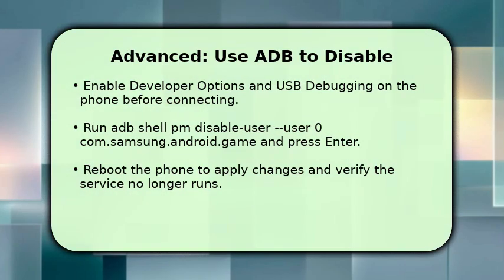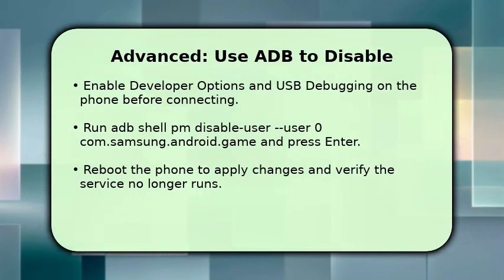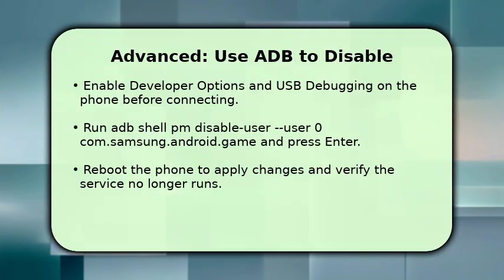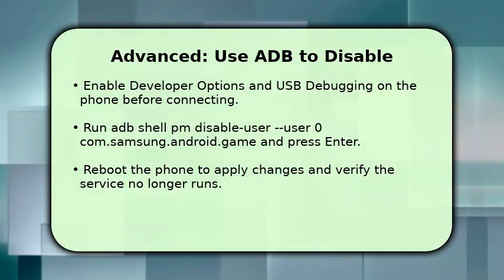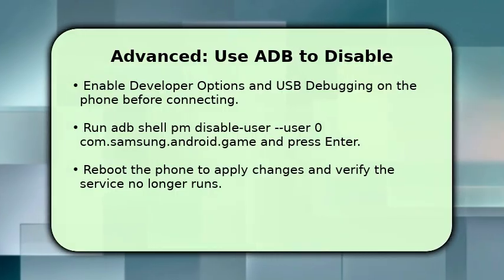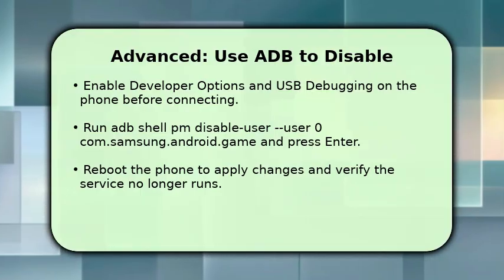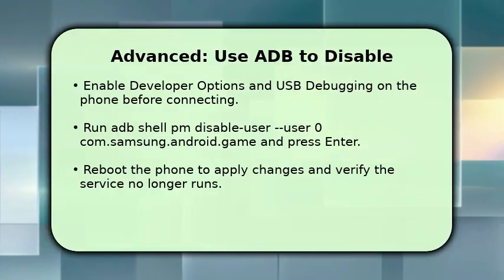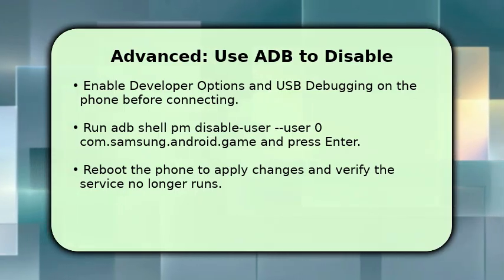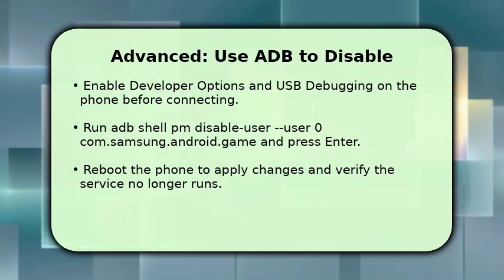Enable developer options and USB debugging on the phone before connecting to your computer. Install ADB on your computer, connect the phone with a USB cable, and confirm the device shows in the adb devices output. Run adb shell pm disable-user 0 com.samsung.android.game and press Enter to disable the package for the primary user.